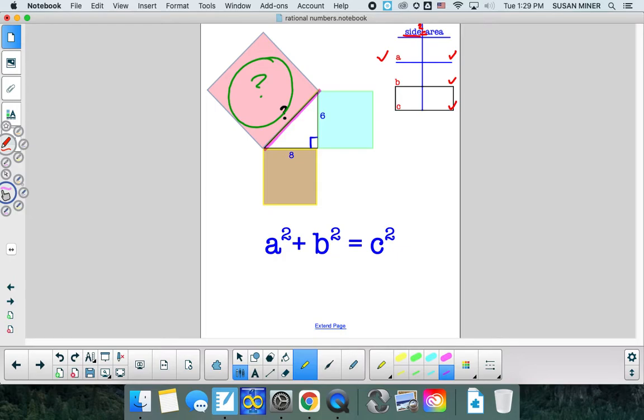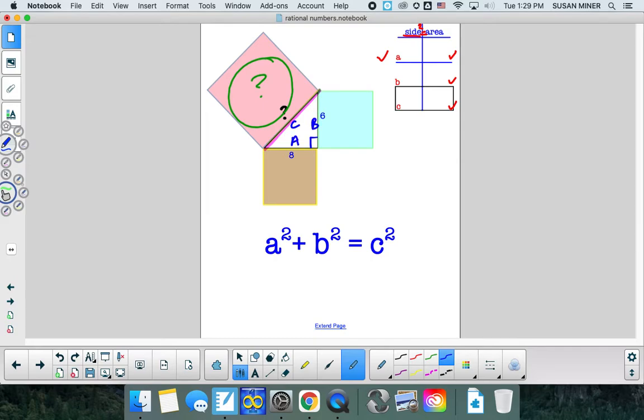Okay, how do I do that? Well, I know that this side length right here is 6, right? So let's just label this. The first thing that we need to do is label our triangle. And remember I said we always label the hypotenuse C, and it doesn't matter which leg I label A or B.